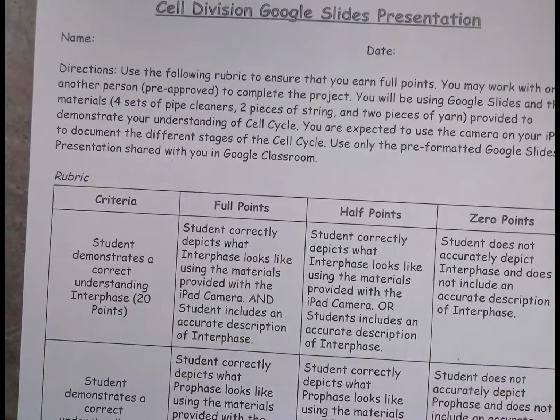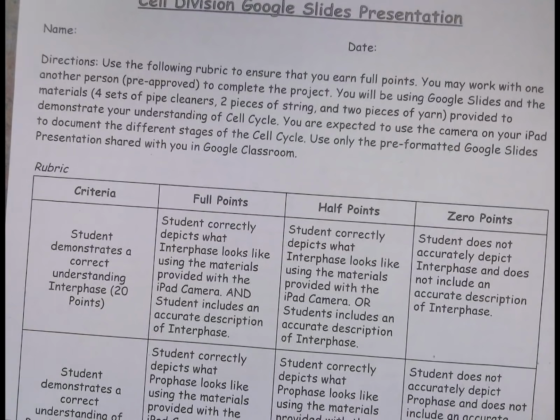You're expected to use the camera on your iPad to document the different stages of the cell cycle, using only the pre-formatted Google Slides presentation shared with you in Google Classroom. So each of you will have a blank, or kind of blank, pre-formatted Google Slides presentation. As you and your partner are creating the cell cycle using your bag materials, you're going to be taking pictures of it, inserting that picture into the Google Slides, and then putting a description on it. So everyone that turns in their project will look somewhat similar.